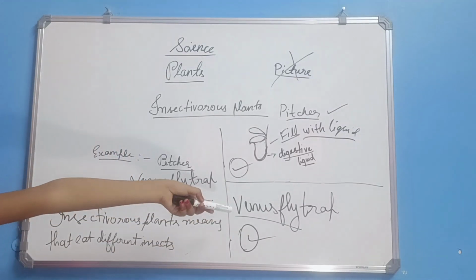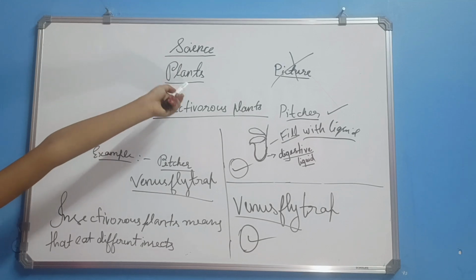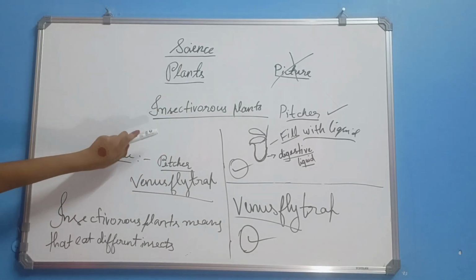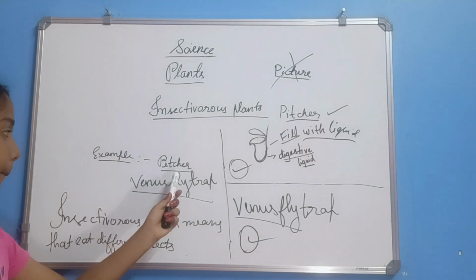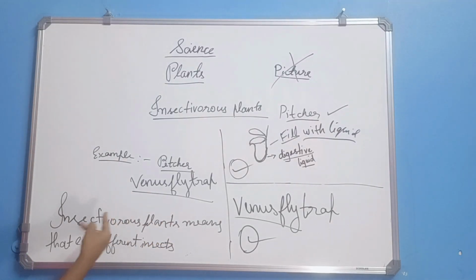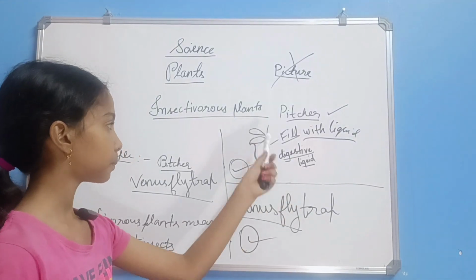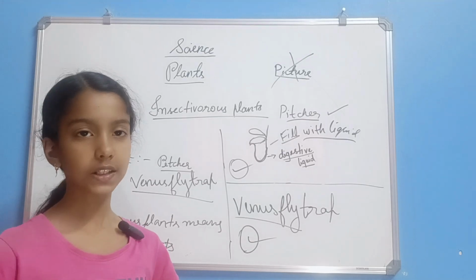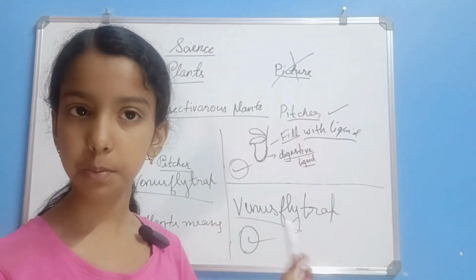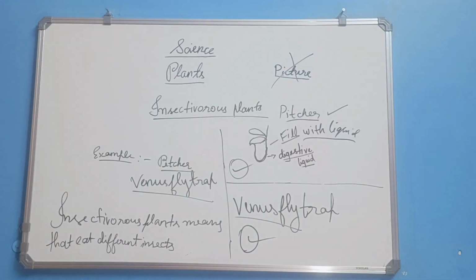Both are insectivorous plants. In science we are learning plants, and in plants we are learning insectivorous plants. They are the pitcher plant and the Venus flytrap. Insectivorous plants means plants that eat different insects. Okay, like pitcher and Venus flytrap. They will eat different insects, but they will eat insects. Okay, this was about insectivorous plants.